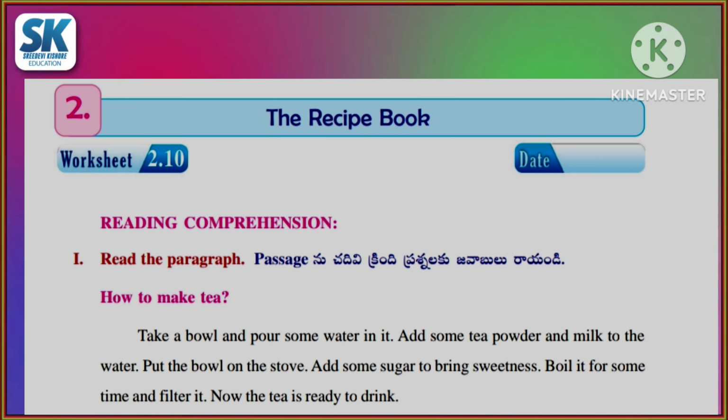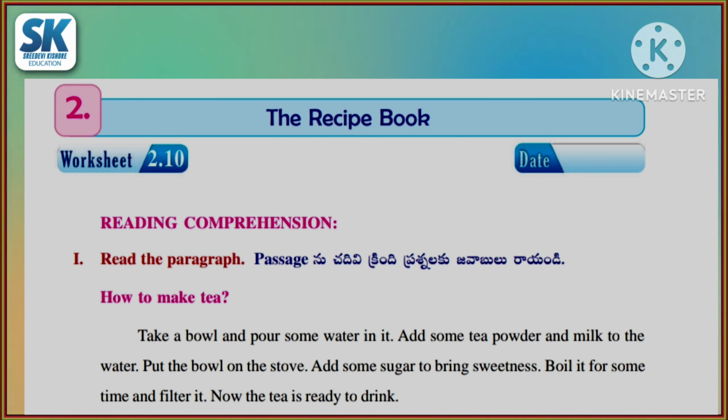How to make tea. Take a bowl and pour some water in it. Add some tea powder and milk to the water. Put the bowl on the stove. Add some sugar to bring sweetness. Boil it for some time and filter it. Now the tea is ready to drink.